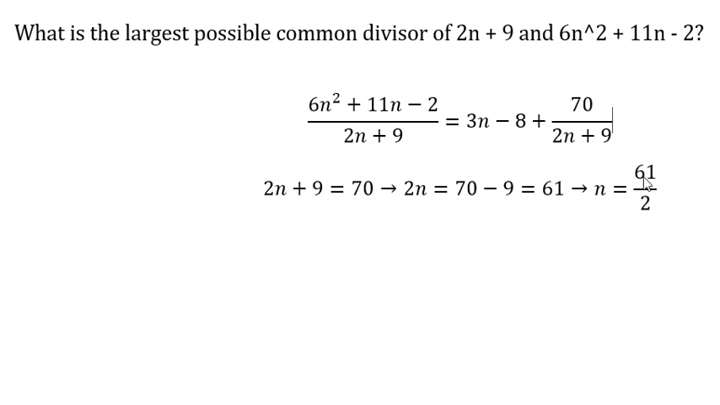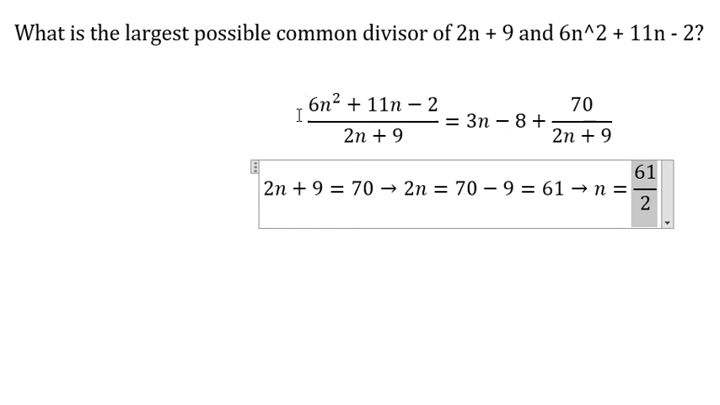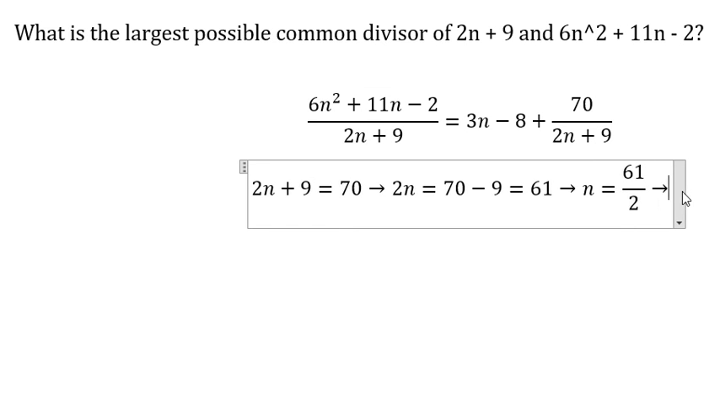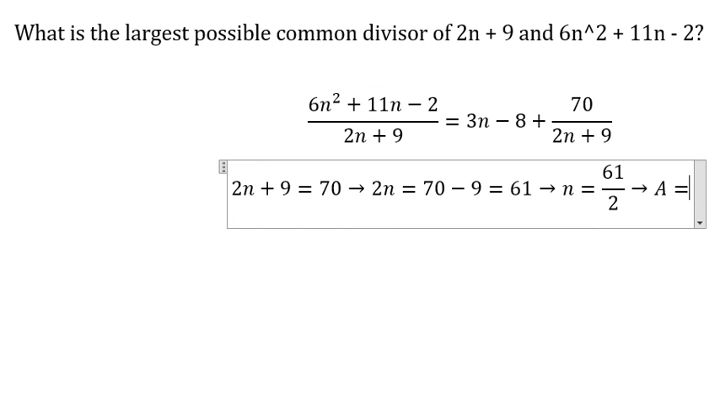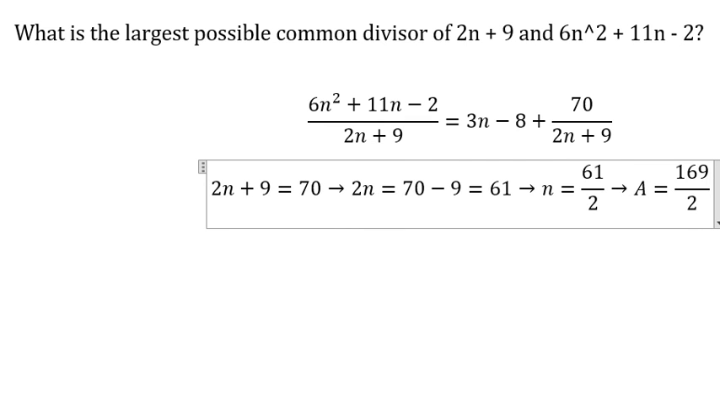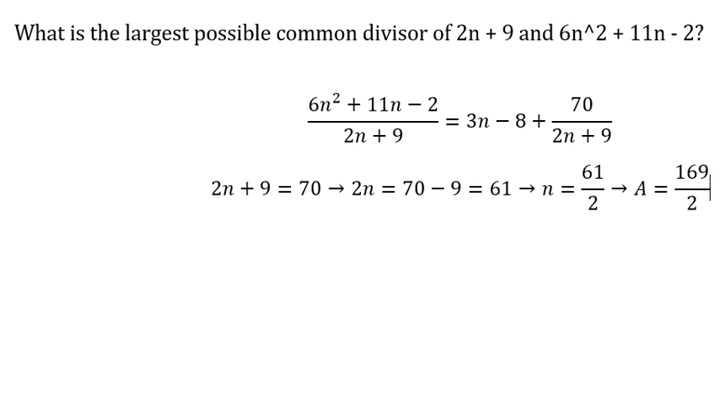So if we try this number in here, we will have a value equal to 169 over the number 2. In this situation, we still have the number 2 in here, so we cannot accept this one.